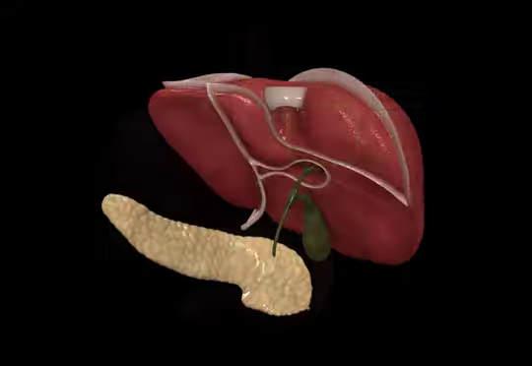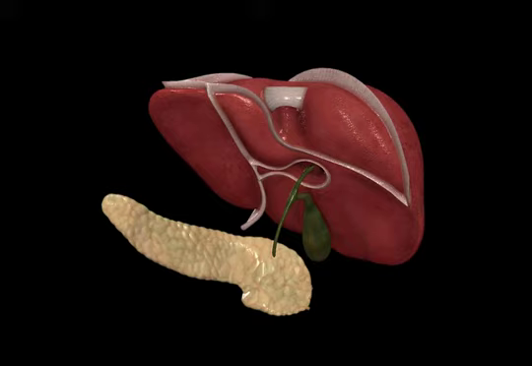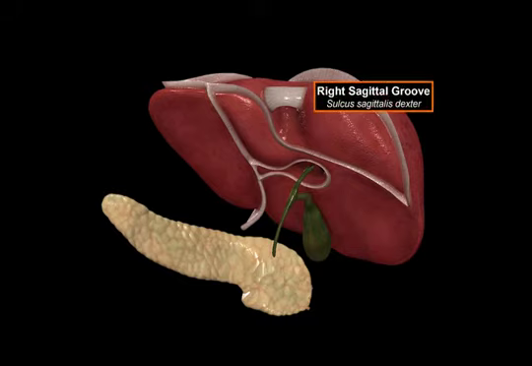So now that we're looking at the liver posteriorly, let's go ahead and look at its distinct features back here. We have three important grooves on the posterior surface. The first one is the right sagittal groove, and the right sagittal groove is formed by two other grooves you will find on the visceral surface of the liver.